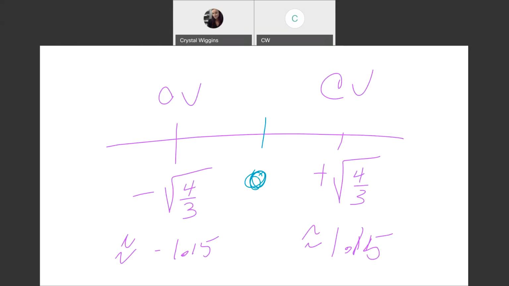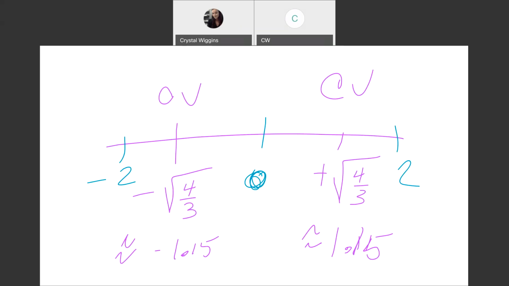Now I just need a number smaller than negative 1.15, so I'm going to use -2, and a number bigger, so I'm just going to use +2. So we're going to have test points -2, 0, and 2. Just writing this down on my little notes so I don't forget what we chose.